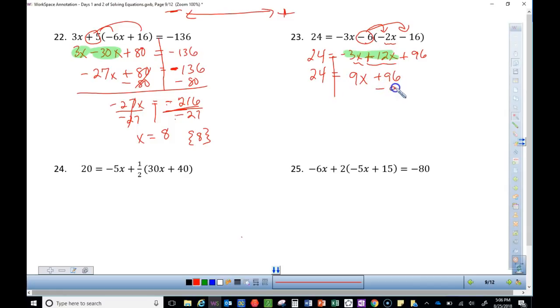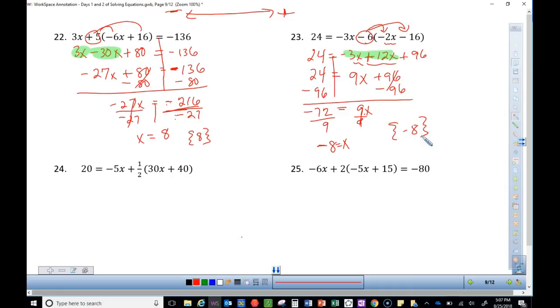Okay, and then we'll minus 96 to both sides. So we'll have 9x equals, when we have 24 and we take 96 away from it, we're definitely going to get a negative number, aren't we? Negative 72. Then we'll have to divide by 9 to get that off the x. And a positive going into a negative is going to give us a negative 8 equals x. So negative 8.